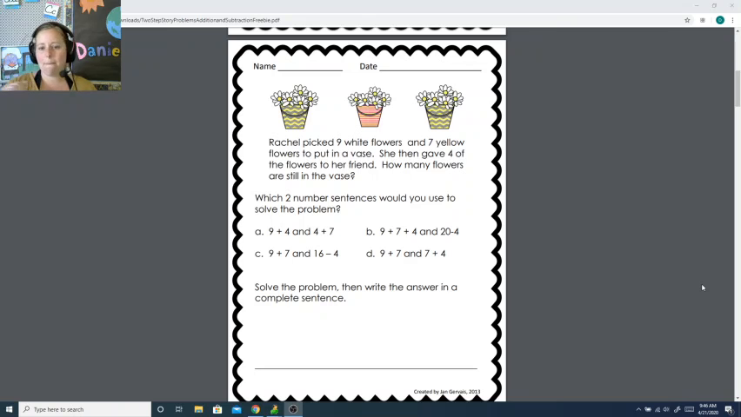Okay? Then we have some options. So we've got A, B, C, or D. And when I draw this out and we look at it, we'll figure out which two number sentences work there. And then after it says solve the problem, then write the answer in a complete sentence. And I'll show you how to do that. Okay? You have to do both of those things for this problem. So not only is this a two-step story problem, we have two different answers for it as well.